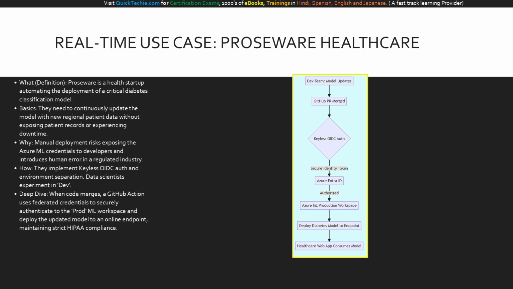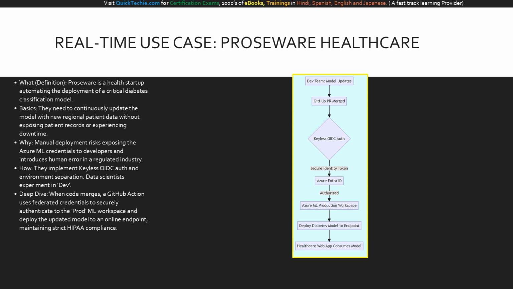Let's apply this to a real-time, highly critical use case. Prosware is a healthcare startup building a diabetes classification model. They must frequently retrain this model as new patient data arrives. Because this is healthcare, security and HIPAA compliance are paramount. They cannot hand out Azure passwords to data scientists.